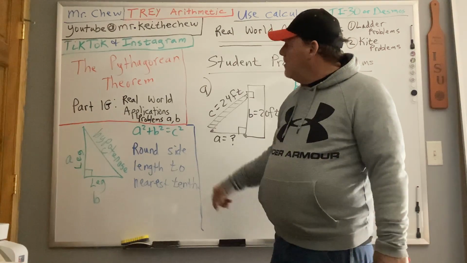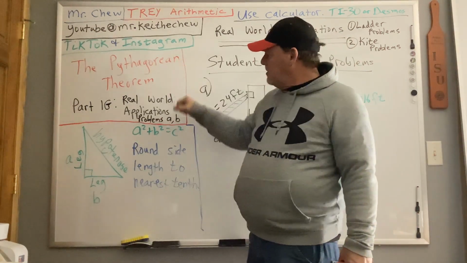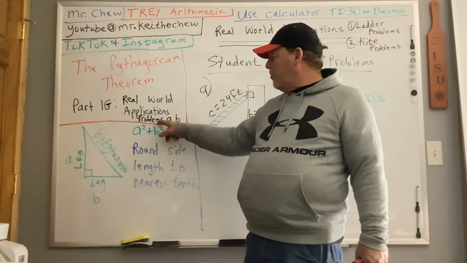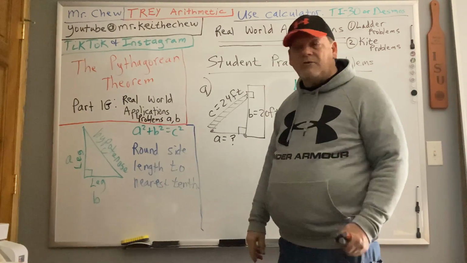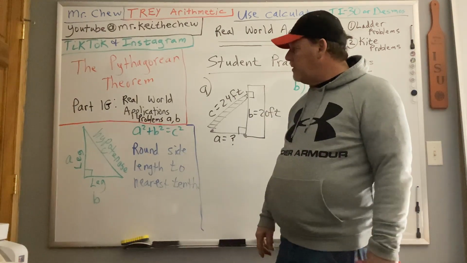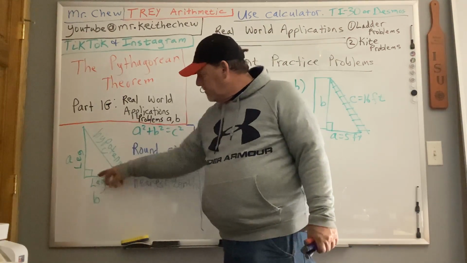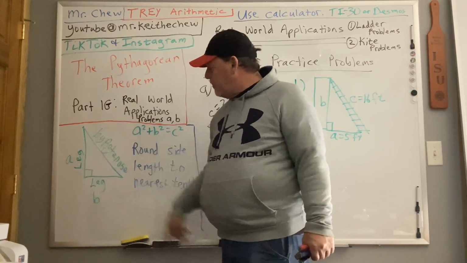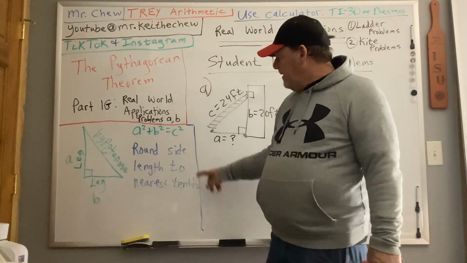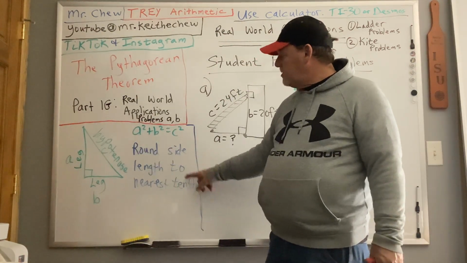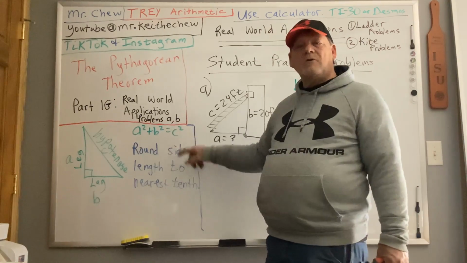This lesson's about Pythagorean Theorem and real-world applications. We're going to be working problems A and B, which were challenge problems that I challenge students with. Remember, you have to have a right triangle with two legs that make up the right angle and the hypotenuse. And then we round each side length to the nearest tenth using a squared plus b squared equals c squared.